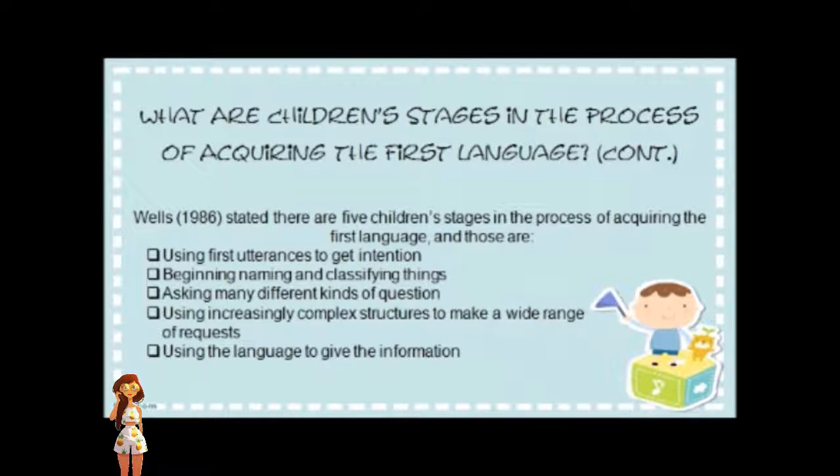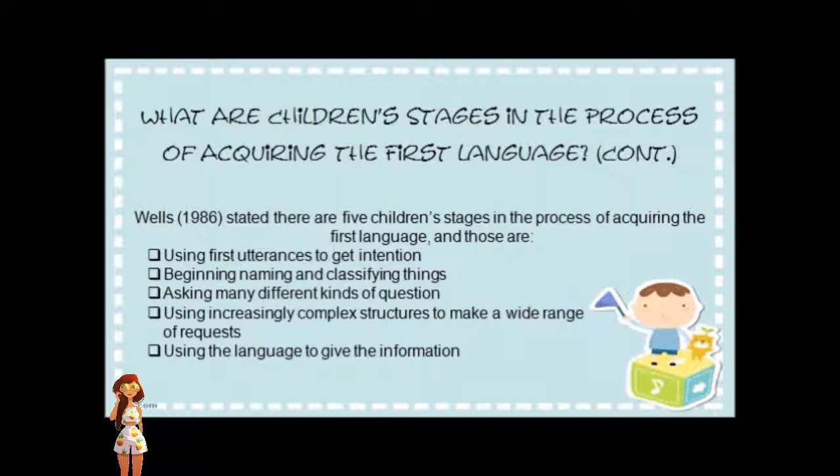What are children's stages in the process of acquiring the first language? According to Wells 1986, there are 5 children's stages in the process of acquiring the first language, and those are: first, using first utterances to get intention; second, beginning naming and classifying things; third, asking many different kinds of questions; fourth, using increasingly complex structures to make a wide range of requests; and fifth, using the language to give information.